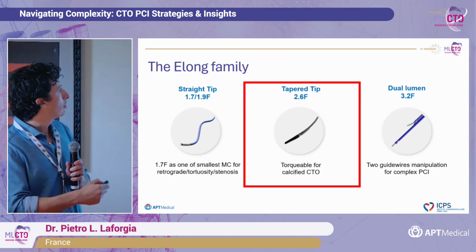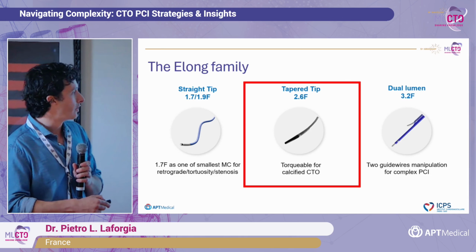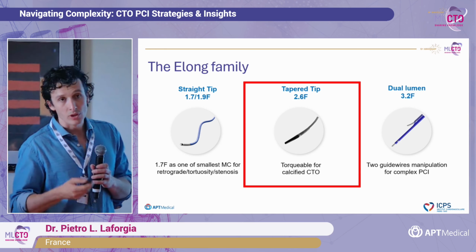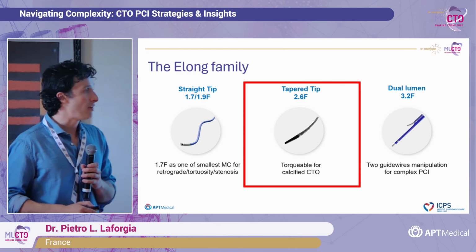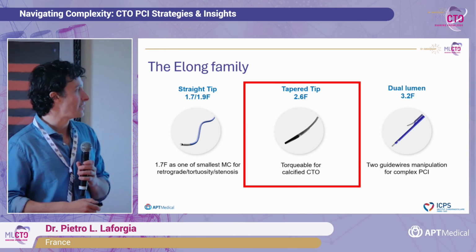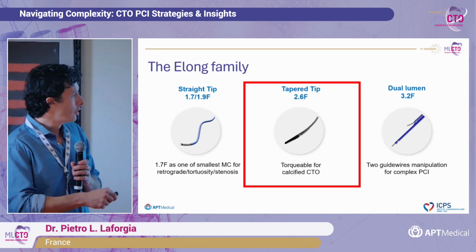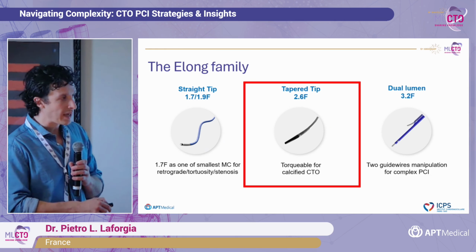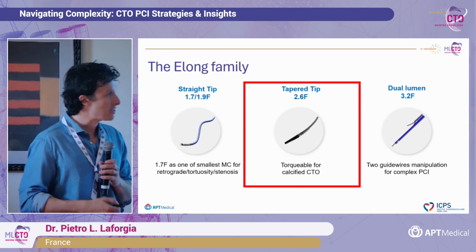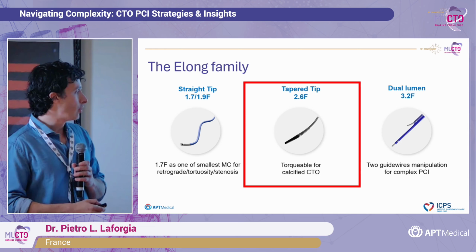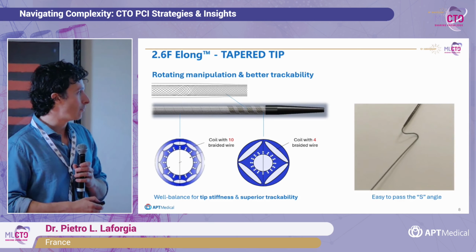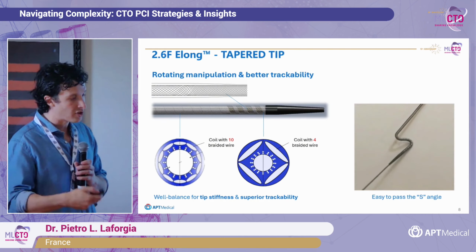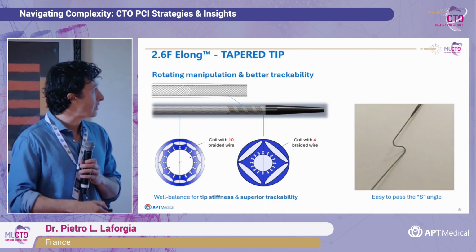So we all know the family; you have three different categories of microcatheter: the straight tip, the taper tip, which is the one preferentially used for calcified CTOs, and the dual lumen. I will try to explain why I use the taper tip in most of my cases, in calcified antegrade cases, but also in retrograde cases, because its characteristics make it very easy to cross in tortuous lesions, but also in calcified lesions.